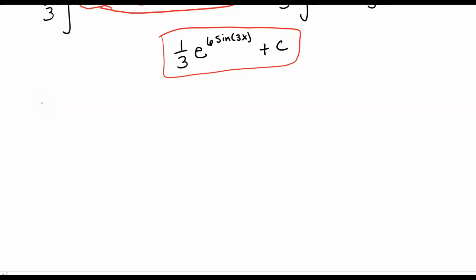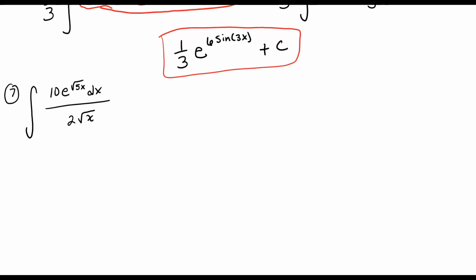All right, let's see. We have the integral, and I'm going to call this one number 7. The integral of 10e to the square root of 5x dx over 2 square root of x. Okay, so let's see what we've got here. What do we pick for our u? Well, this right here looks really nice to pick for u. So u equals the square root of 5x, which we're going to call 5x to the 1/2 power.